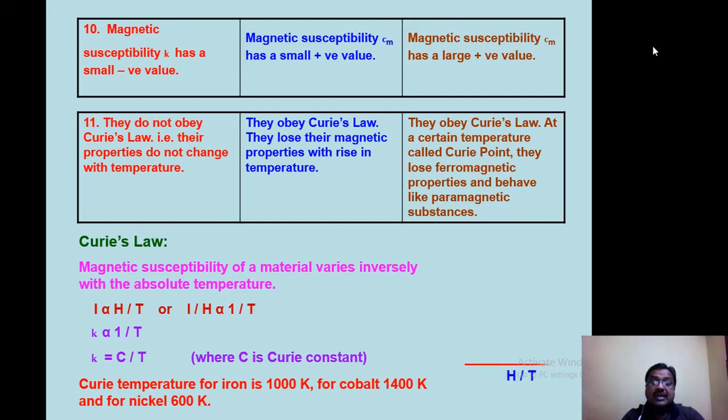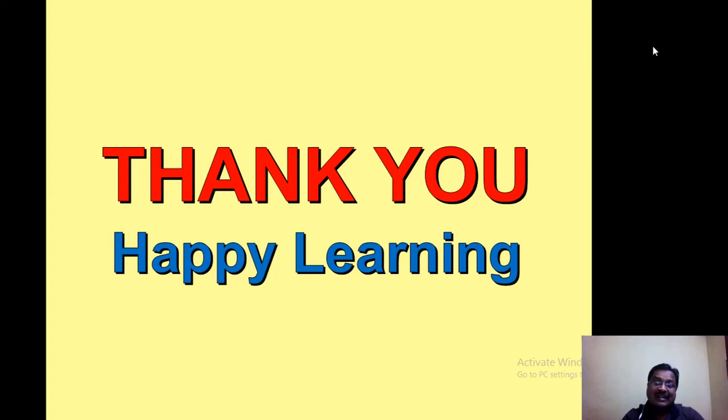So all these are the distinguishing properties of paramagnetism and ferromagnetism. You see the graph between I and H by T, how the intensity of magnetization I changes with H by T. So this is all about this lecture.